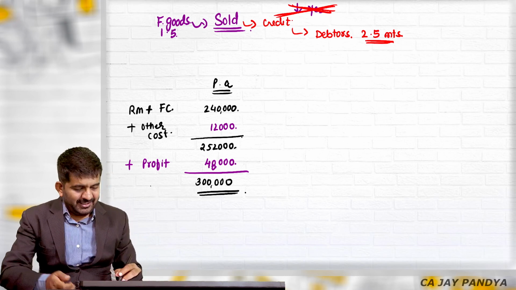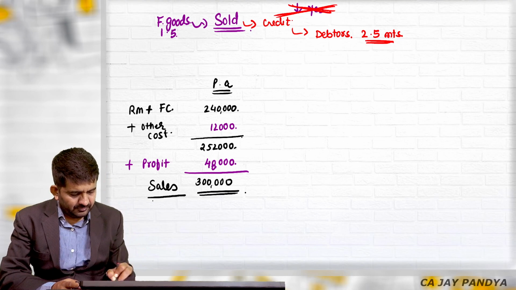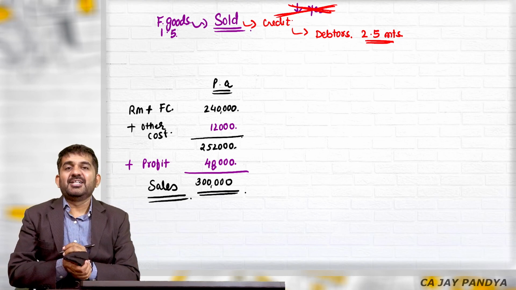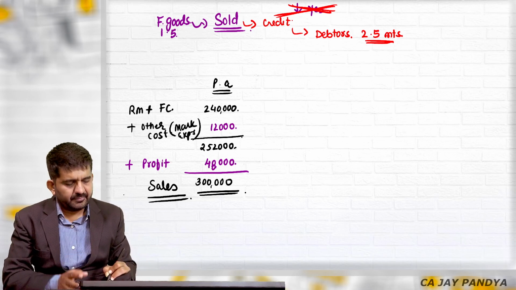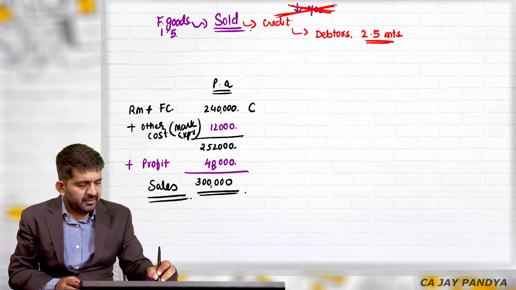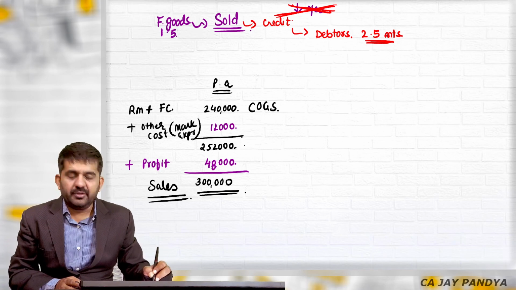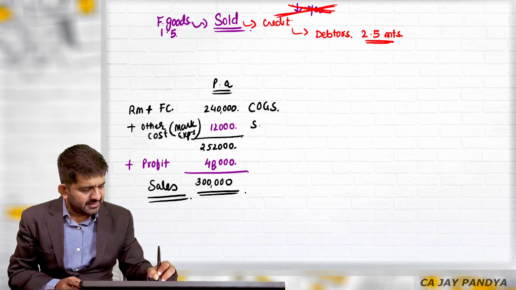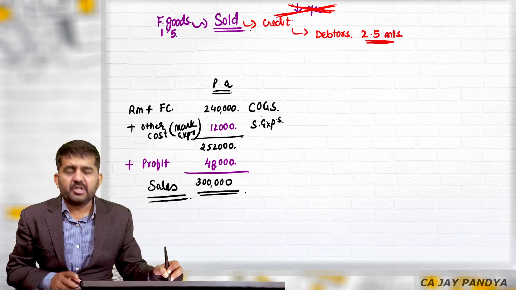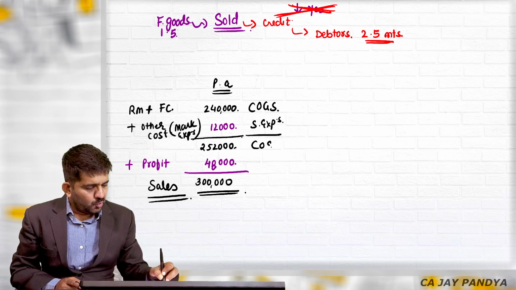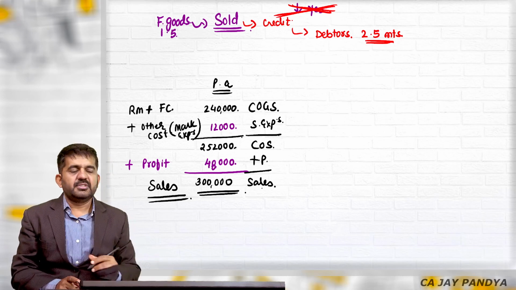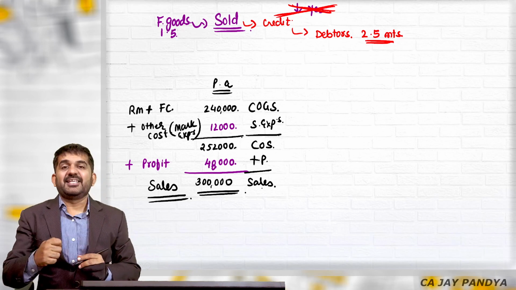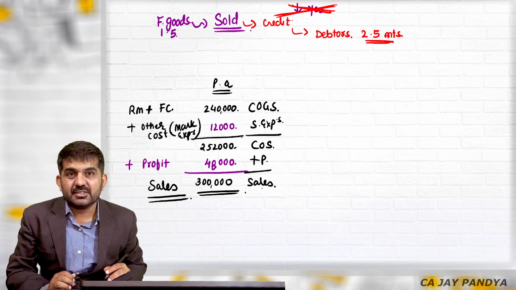So total sales will be 3 lakhs rupees. Other cost including marketing expense. This is cost of goods sold. This is selling expense. Those who have done costing might be knowing this. Cost of sales plus profit is equal to sales. So my sales is 3 lakh rupees.